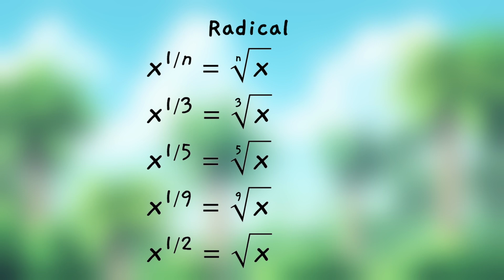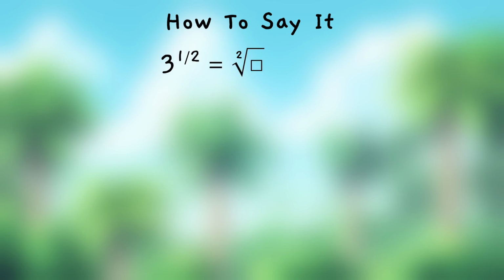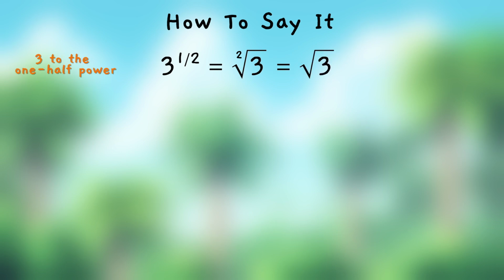You just write this. So now what I'd like to do is just take a moment and teach you how to say this out loud. 3 to the 1/2 power, you could write it like this. You won't get in trouble, but because the denominator is 2, people leave it off and they just write it like this. So on the left-hand side, you say that as 3 to the 1/2 power. On the right-hand side, you say that as the square root of 3.